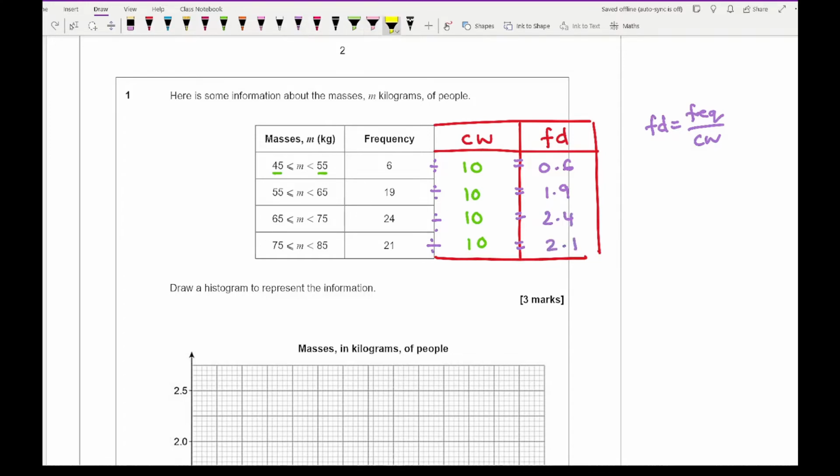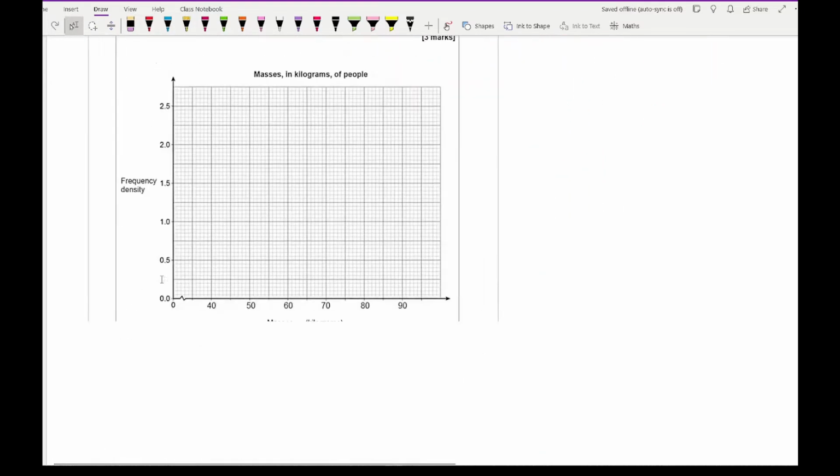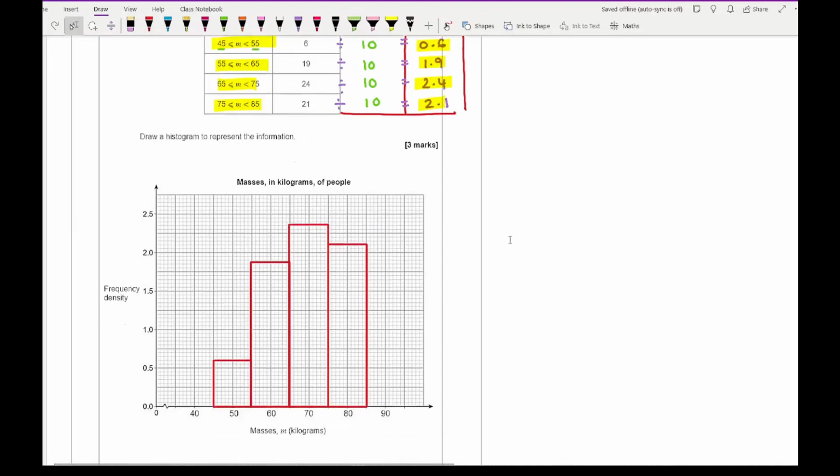So the next thing I've then got to do now is plot my histogram. So again, I'm plotting this first column on the x-axis and the frequency density on the y-axis, or the horizontal and vertical axis I should really say. So these are the values that I'm plotting. So then if I just zoom out so I can see everything all on the screen. Apologies if this is going to prove to be a little bit small on yours. And then all I then need to do is plot those values. And if you've done it correctly, you should end up with something that looks like this.